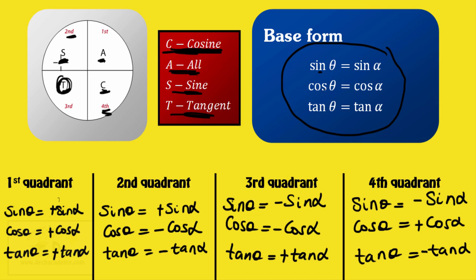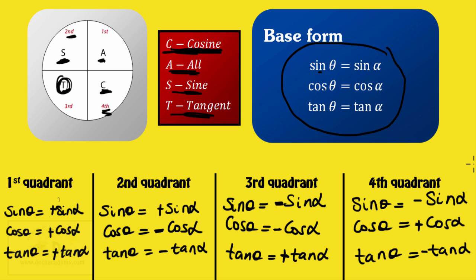For a second quadrant angle, only sine alpha has a positive sign in front of it. The cosine of alpha and the tangent of alpha in this base form have negative signs in front of them. For third quadrant angles, you have the base form, but only the tangent of alpha has a positive sign in front of it. The cosine and sine of alpha have negative signs in front of them. For the fourth quadrant, you have the base form, but only the cosine of alpha, C for cosine, has a positive sign in front of it. The sine of alpha and the tangent of alpha have negative signs in front of them.